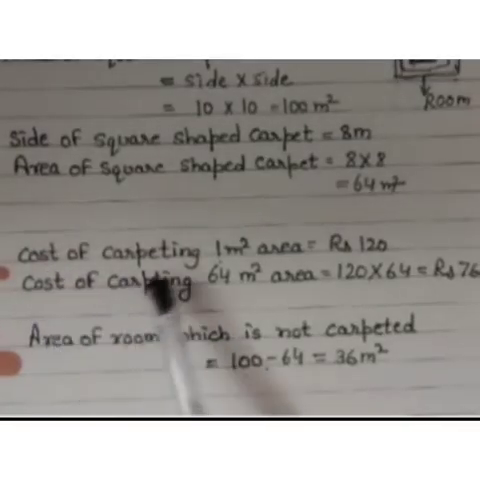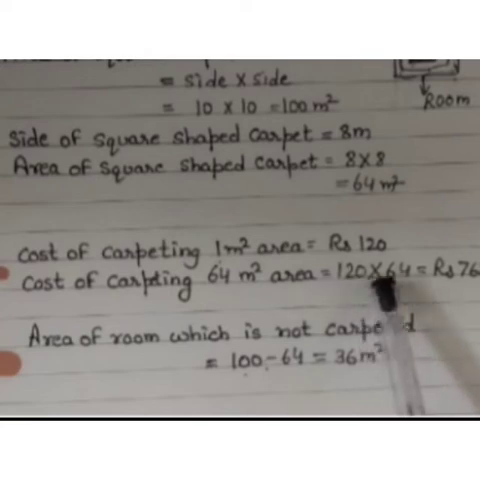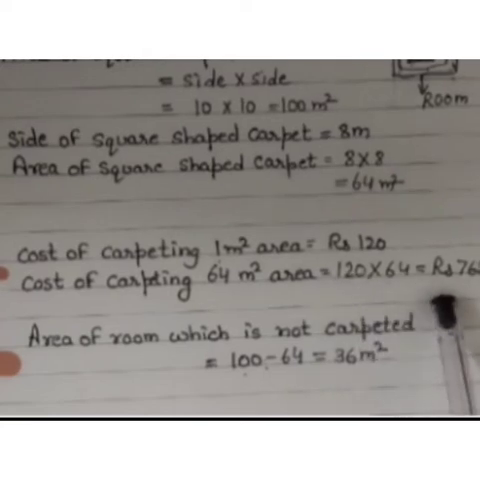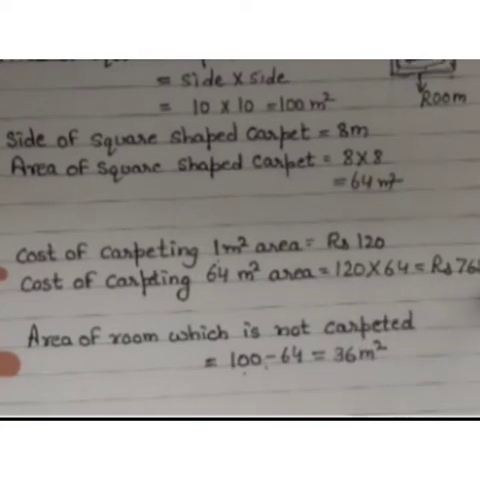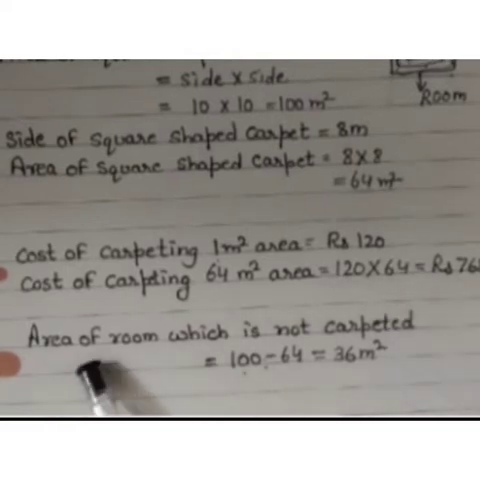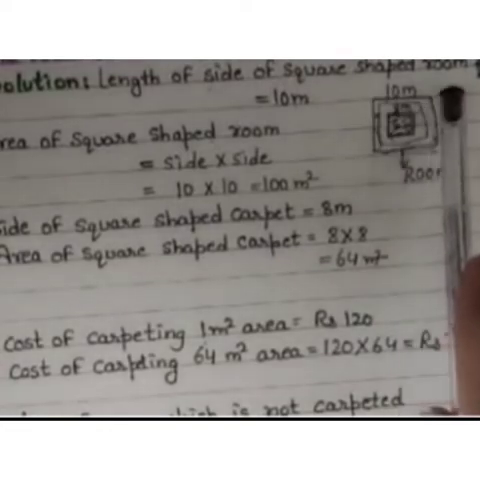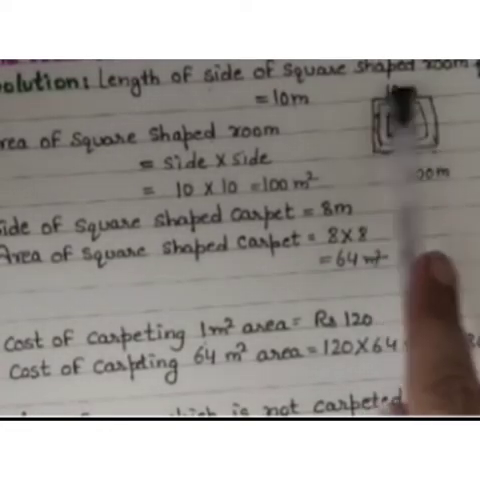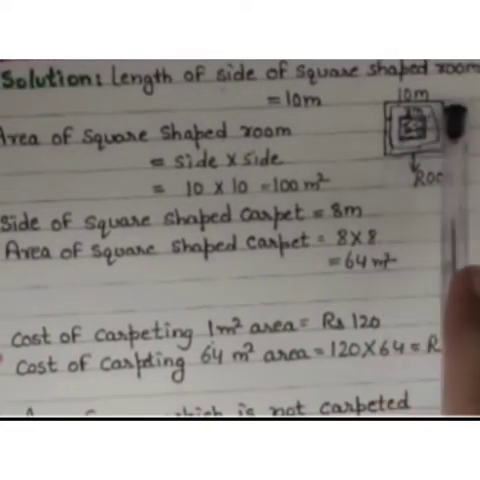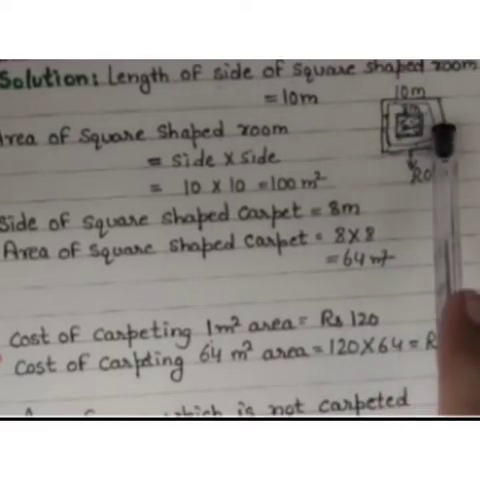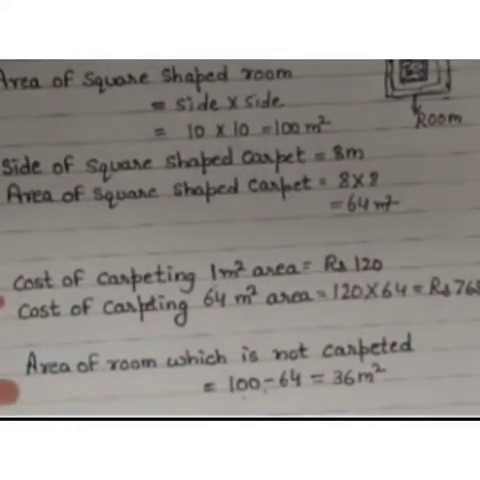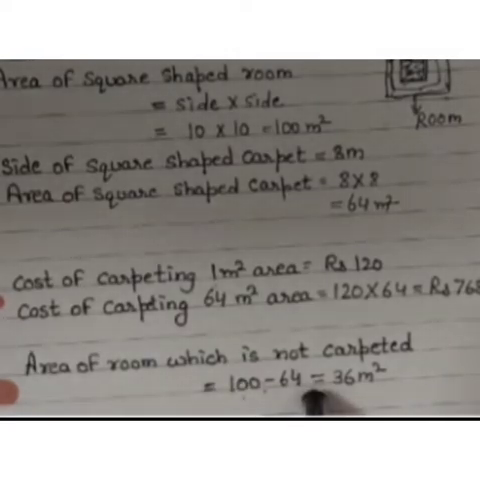Now, cost of carpeting 64 meter square area will be 120 multiply 64, that is rupees 7,680. Now, we have to find area of room which is not carpeted. For this, we will subtract area of carpet from the area of room. By subtracting 64 from 100 we get 36. 36 meter square is the area of room which is not carpeted.